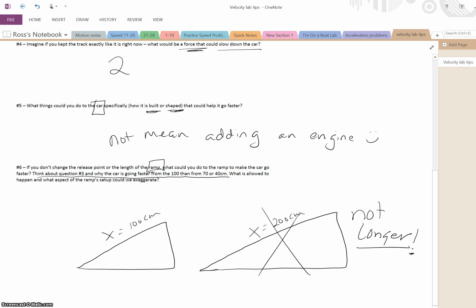That, of course, would. If we released it from, rather than 40 or 70 or 100, if we released it from 200 centimeters or 400 centimeters, yes, it's going to get faster and faster. But taking the ramp that you have right now, how could you make the car go down that ramp faster? What part of the ramp, what part of the setup, right? I like that word there. What part of the ramp's setup could you change to make it go faster?